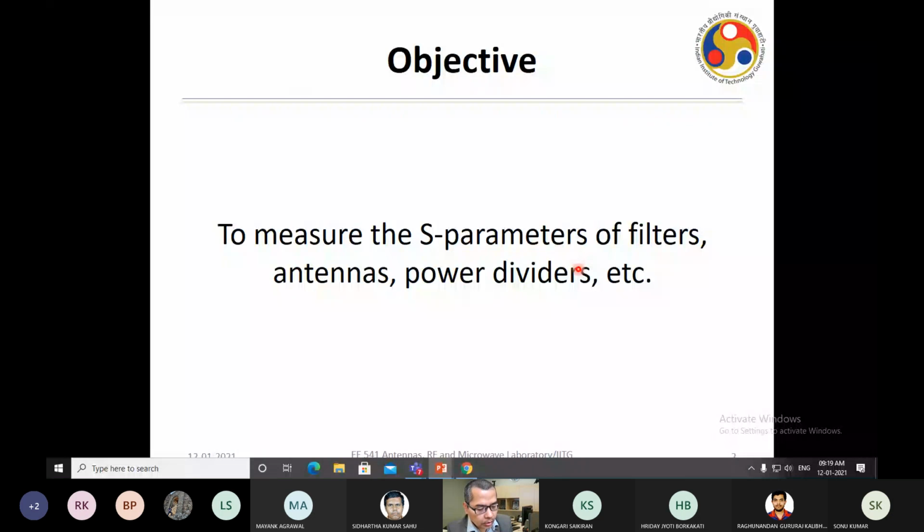So the aim and objective of this experiment is to measure scattering parameters. I think you know what is scattering parameters. We'll discuss briefly in the following slides, and we'll try to measure the scattering parameters for filters, antennas, and power dividers. These are all passive devices.